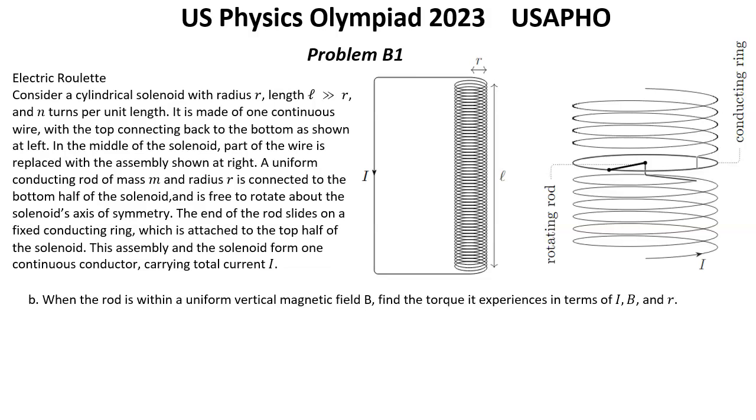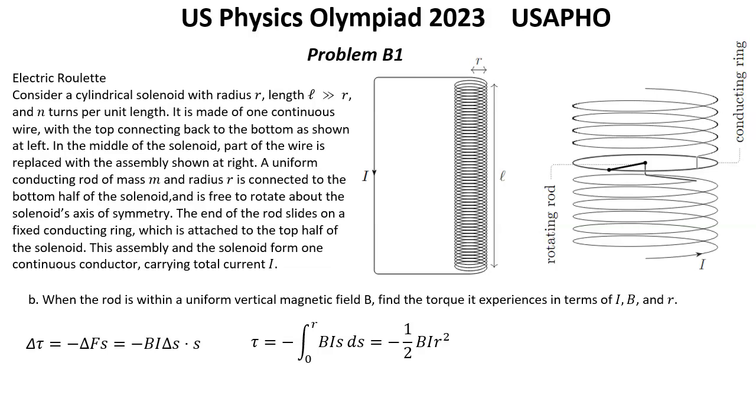If we take a small part of this rod at a distance s from the center and length delta s, that will be delta tau equal to negative delta F multiplied by s, which is negative B I delta s multiplied by s. Now we can integrate this result from 0 to R, which will give us the total torque, which is negative 1/2 B I R squared.